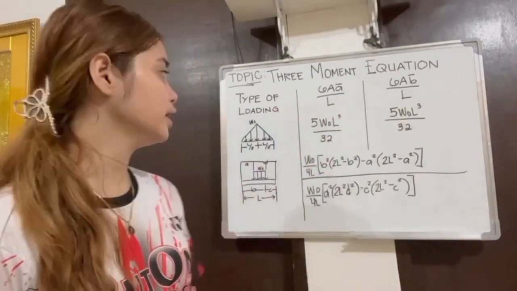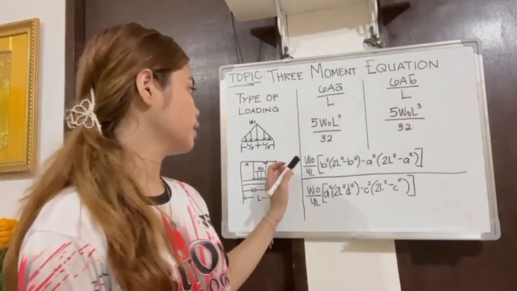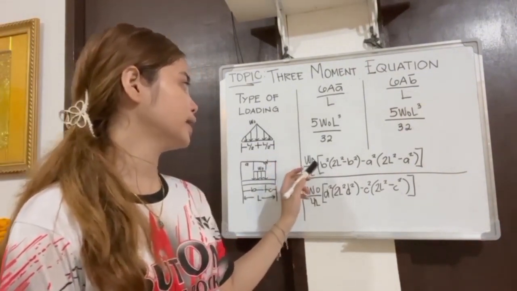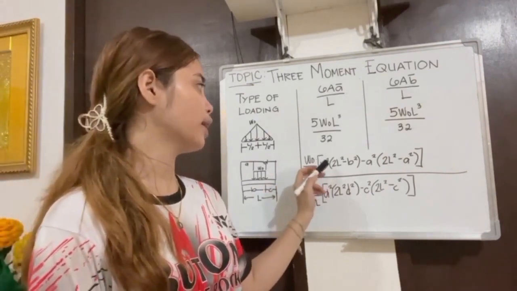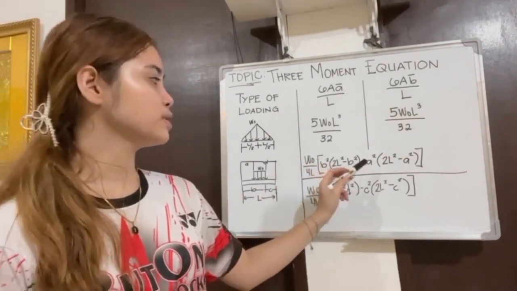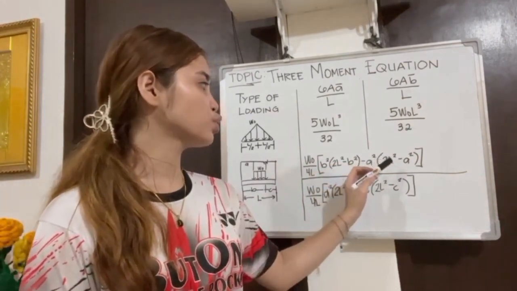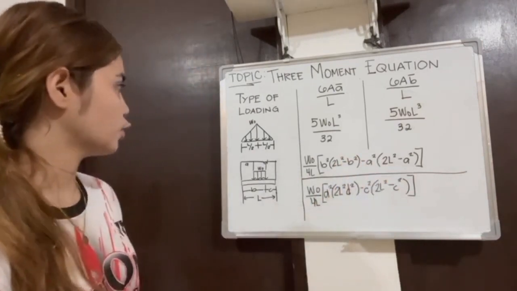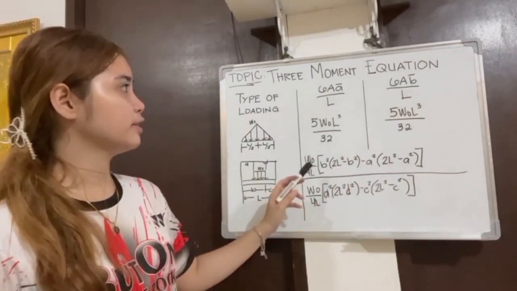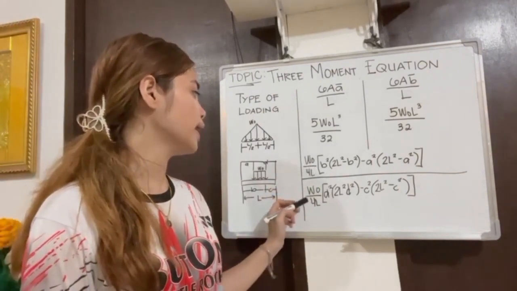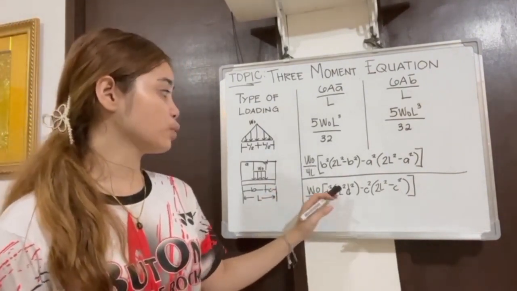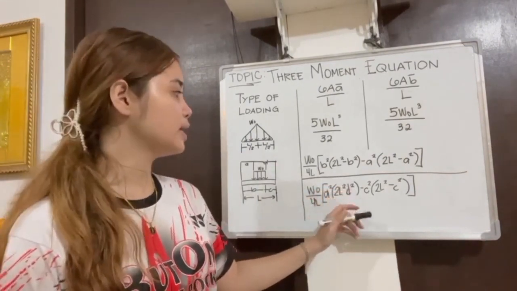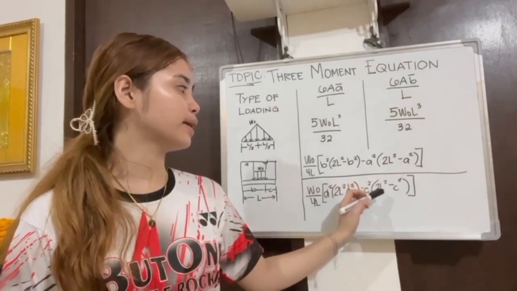So in the general uniform load, we have weight over 4L times B squared times 2L squared minus B squared minus A squared times 2 times L squared minus A squared. So in the right settlement, we have weight over 4L times D squared times 2L squared minus D squared minus C squared times 2L squared minus C squared.